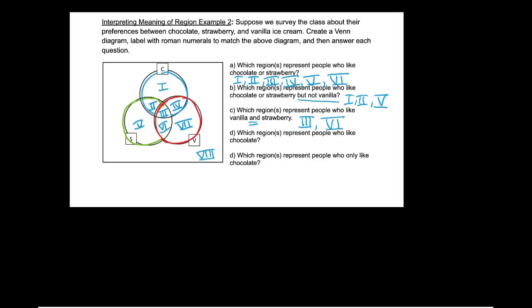For D, we're looking for the regions that represent people who like chocolate. So anything that's inside of the chocolate circle, it doesn't matter if it touches anything else since it doesn't give us any restrictions other than liking chocolate. So that would be 1, 2, 3, and 4.